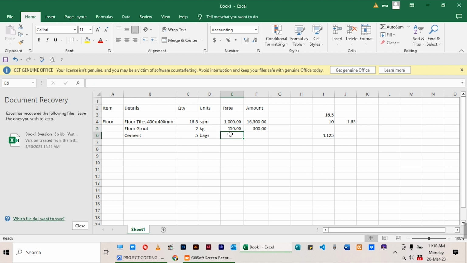In Kenya, the cost of cement currently it's about 650. Multiply.